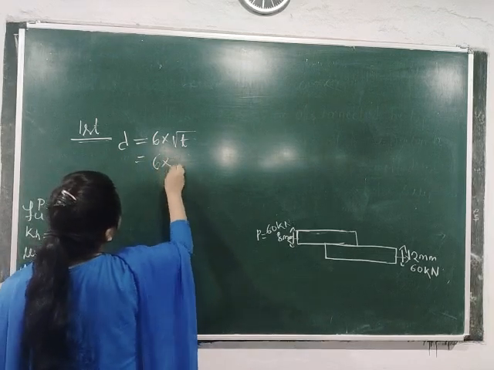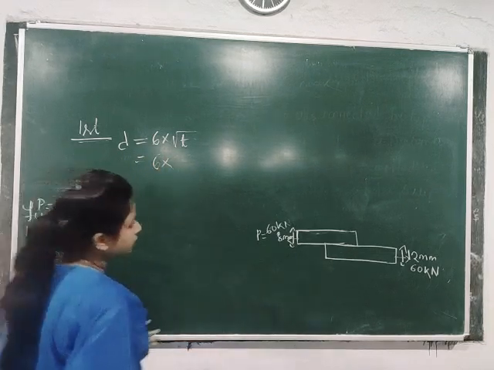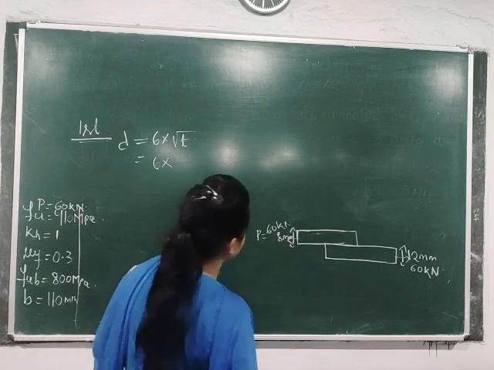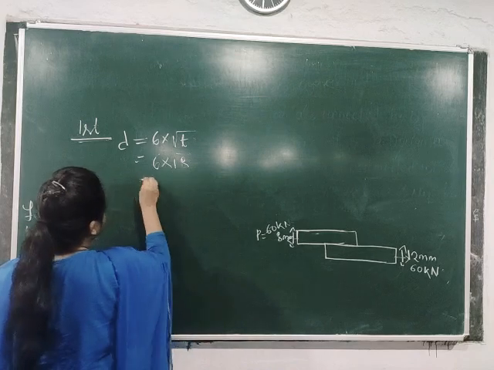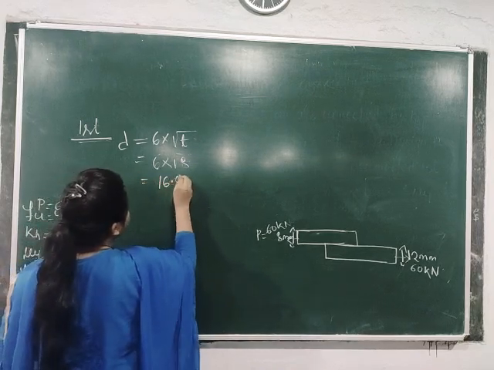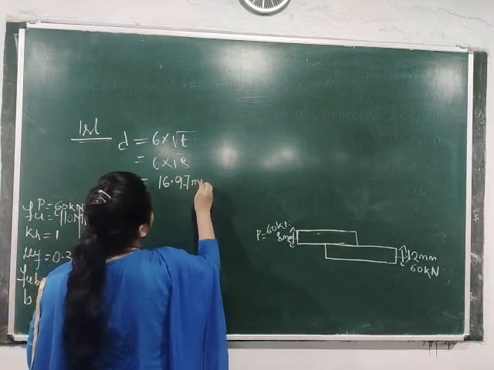So here 6 into root over of t. Here we take the minimum thickness, that is 8 mm. So this value is coming to 16.97 mm.